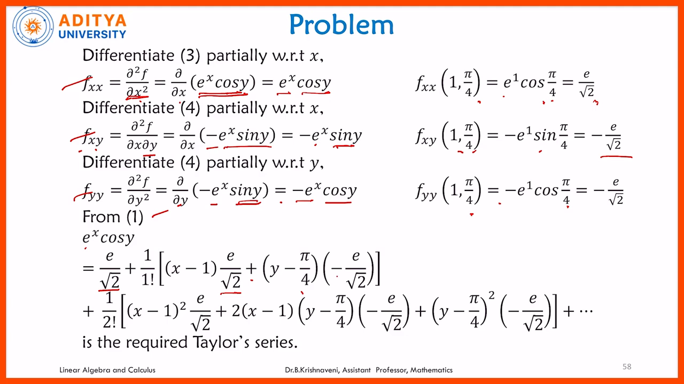minus e/√2, plus 1 by 2 factorial into (x − 1) whole square fxx(1, π/4), substitute e/√2, plus 2 into (x − 1) into (y − π/4) fxy(1, π/4), minus e/√2, plus (y − π/4) whole square into fyy(1, π/4), which is minus e/√2, plus so on. So which gives the Taylor series for the given function.